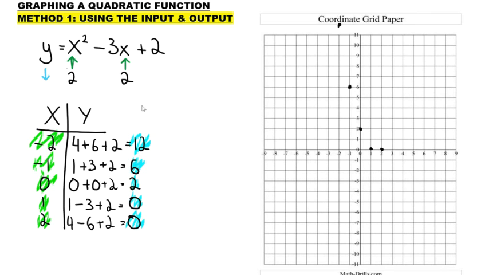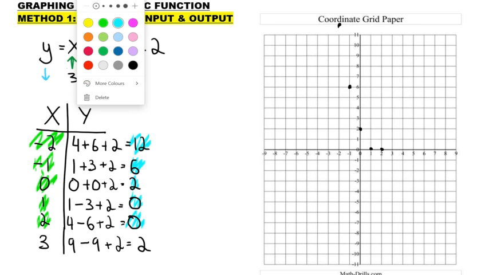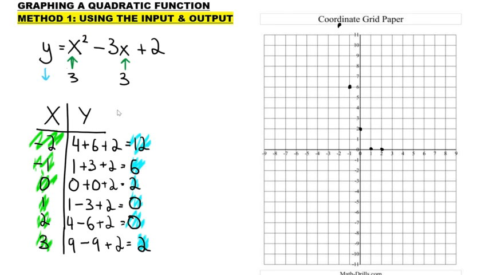Let's see, what happens if I give a 3? Let's just make one more point just to clarify this concept a little bit. If I put a 3 into the input, let's see what we get. I get 3 times 3, that's going to give me 9. -3 times 3 is going to be -9, plus 2. Alright, so there's a 2 again, and it looks like we've got a pattern going here. So now that we have (3, 2), there we go.